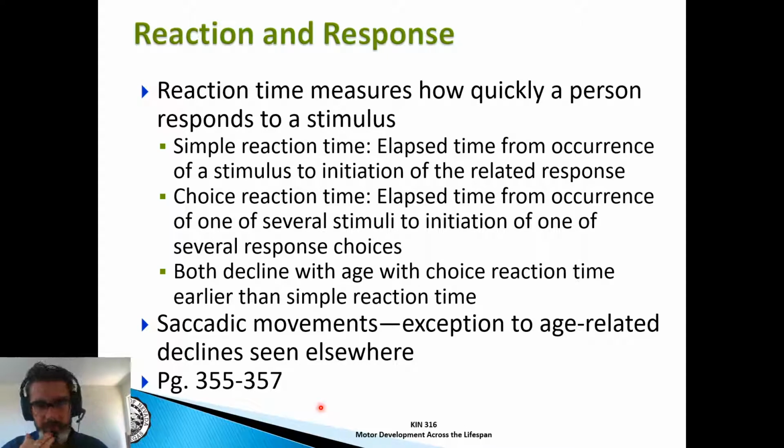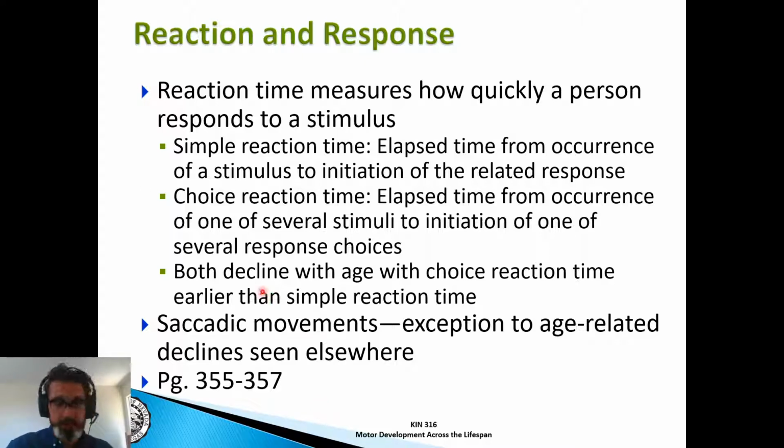So both decline with age, with choice reaction time declining earlier than simple reaction time. Choice reaction time requires a much more significant level of cognitive processing to be able to make decisions, to inhibit other decisions, and then be able to move forward with the appropriate decision.